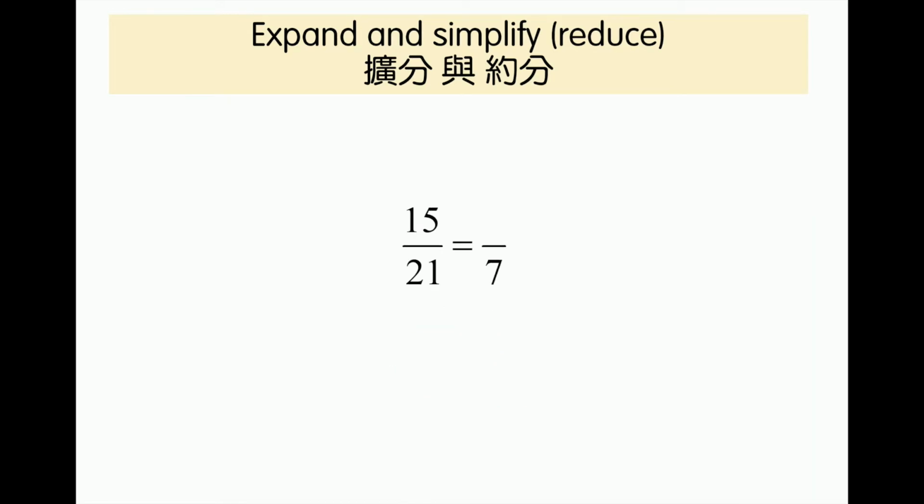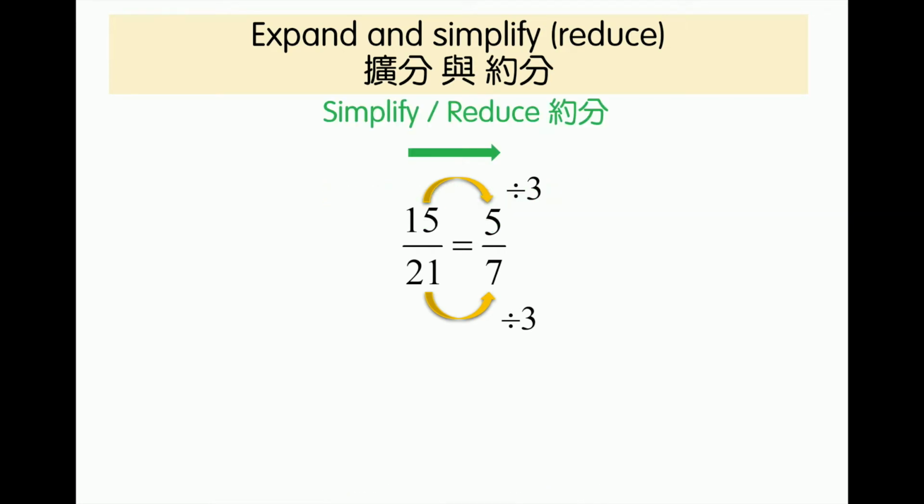Here's another example. 15 over 21. We want to turn the denominator 21 into 7. We know that the denominator is divided by 3. To keep the same value, the numerator also has to do the same step. So the final answer after simplification is 5 over 7. This is how we simplify. The other way is expand. I'm pretty sure all of you understand.